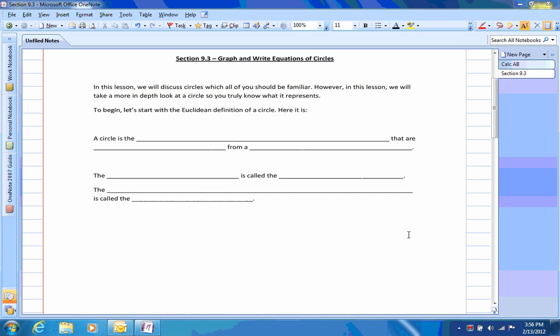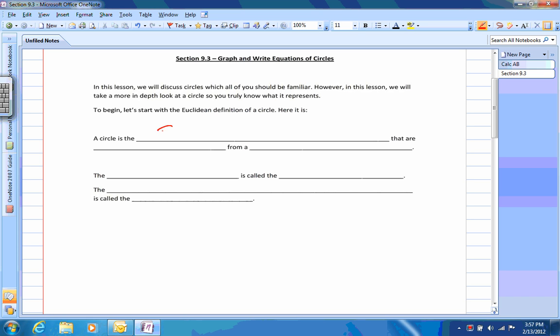Good afternoon. Welcome to today's lesson on section 9.3, which is about graphing and writing equations of circles. As I promised, it should be a pretty short lesson and also pretty easy. So in this lesson, we'll discuss circles, which all of you should be familiar with. However, we'll take a somewhat deeper look at what a circle truly represents. So just like we did with parabolas, we'll start with the Euclidean definition of a circle.